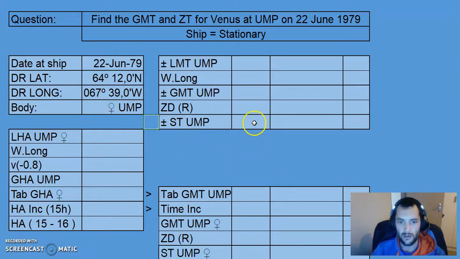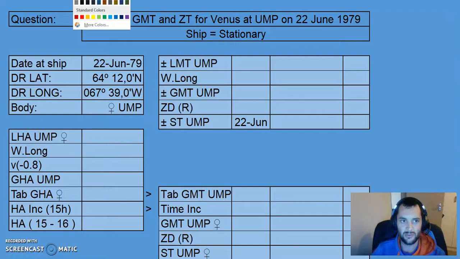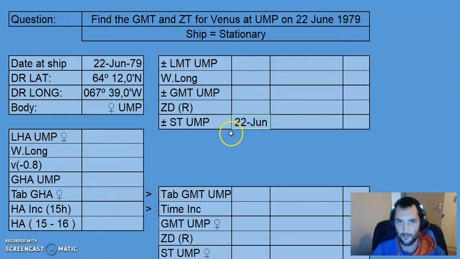So in the last video we said that we know the ship's date, because it's the ship's time that we essentially want, that zone time. So the date of the ship must be the same as the date in the question. So the date of the ship there must be the 22nd of June.